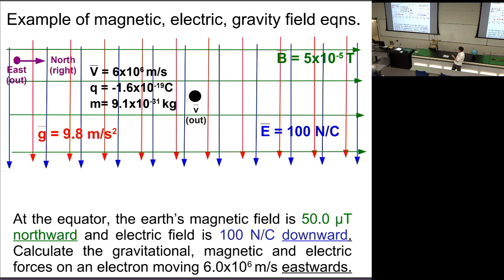We can look up the mass of the electron. Here it is. We can look up the charge of the electron and remember it. We're told the speed of the electron, 6 million meters per second. And all these characteristics of the electron are going to govern the forces that it experiences: the gravitational, the magnetic, and the electric forces. So maybe we'll work these forces out.